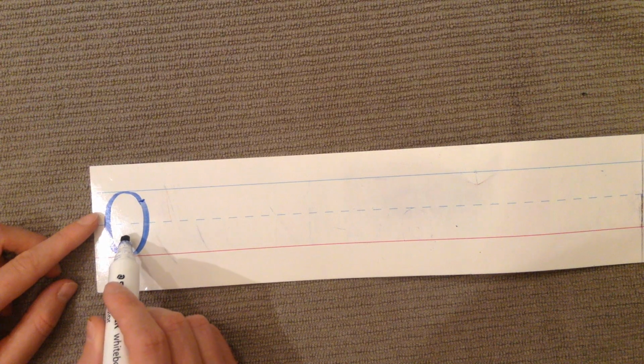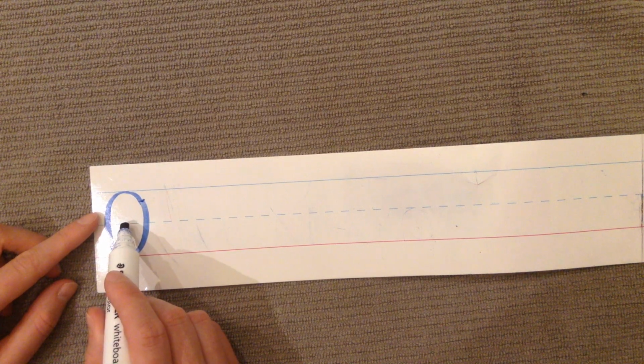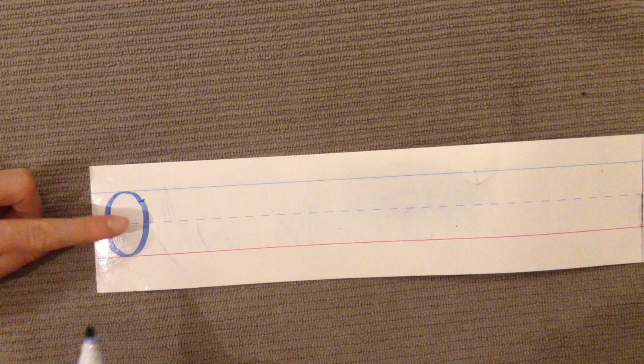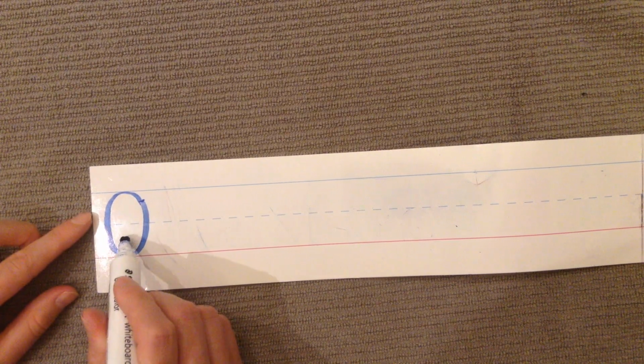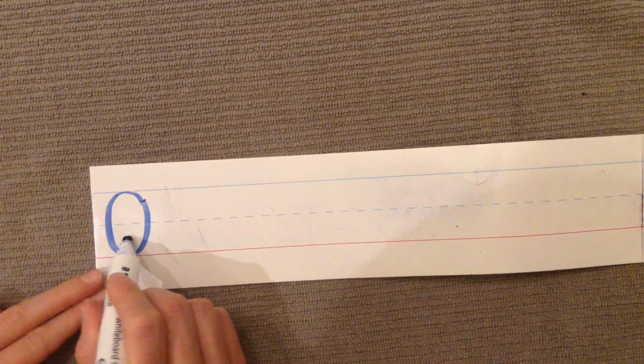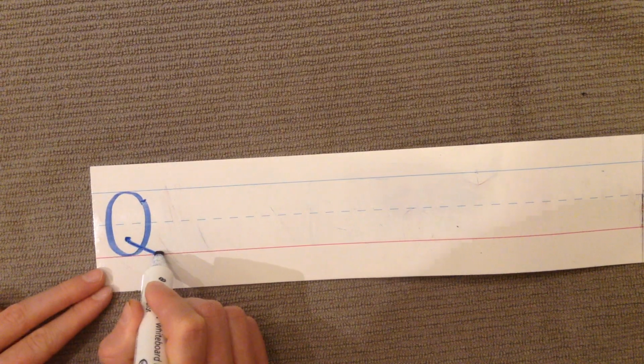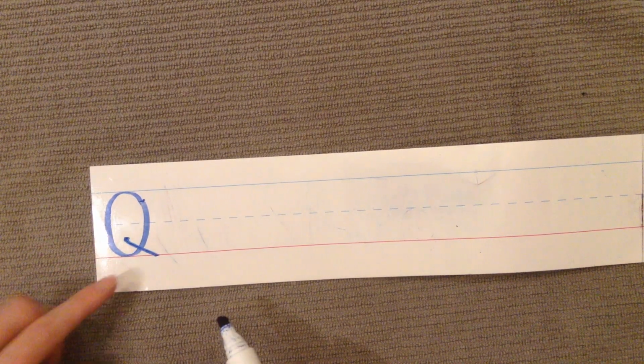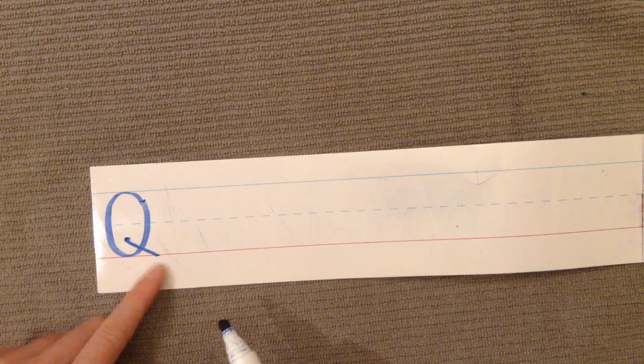Go into your Q. Don't go all the way up to the dotted line. You need to be somewhere between the dotted line and the bottom line. Probably somewhere right about there. Then, go slide forward. Just like that. Don't let the slide line go underneath the bottom.